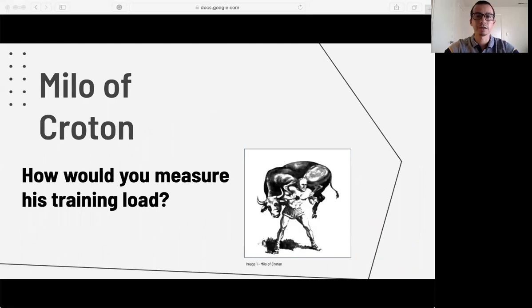In this image of Milo of Croton, the Italian wrestler in the 6th century BC, we see him carrying this bull. We often use images of Milo of Croton to display progressive overload, but I want to look at this in a more acute manner. So as a coach, how can we measure Milo's training load? A few things that come to mind are the distance he travels carrying the bull's mass, the time he carries the bull, or as simple as asking Milo, how was your session?